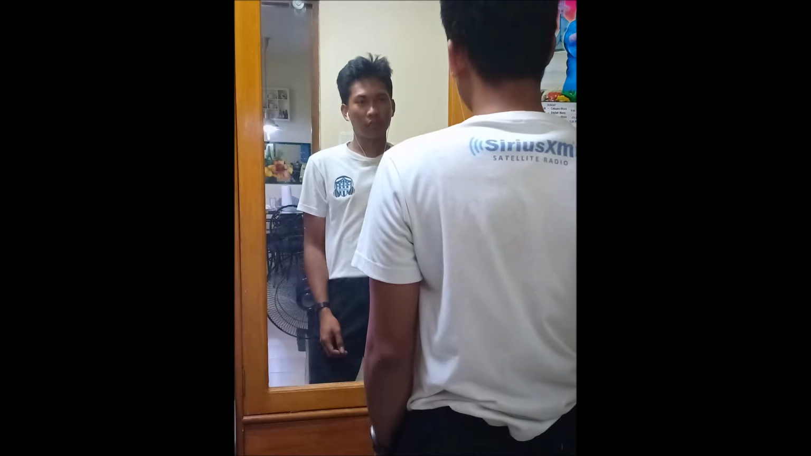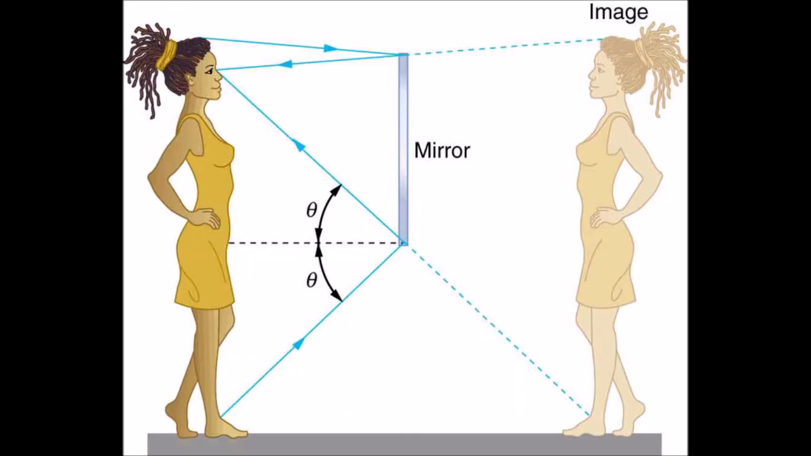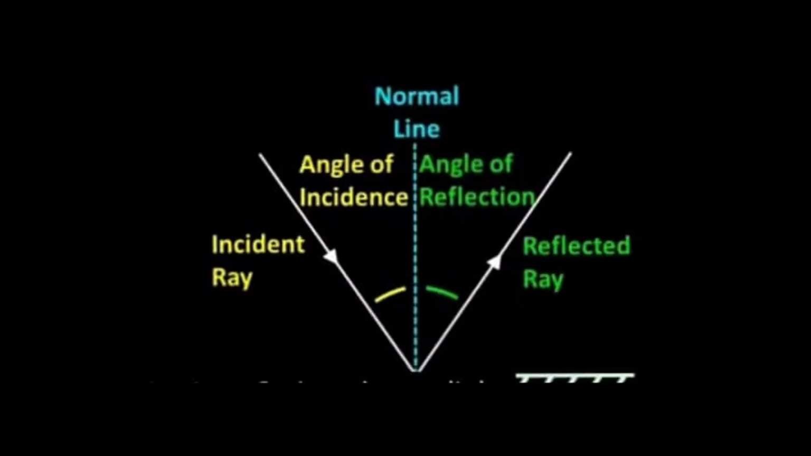Definition. When a light ray strikes the boundary of two media, such as air and glass, a part of light is turned back into the same medium. This is called reflection of light. A highly polished surface, such as a mirror, reflects most of the light falling on it.